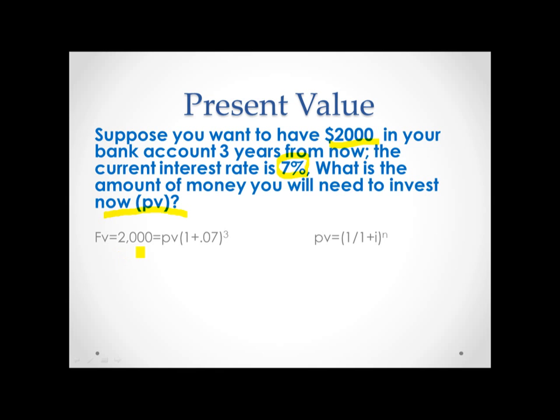So what we have here is we have future value, which is 2,000. We have our interest rate, again here is 7%, and we know now 3 years from now, which is going to be from the 3rd power. This is the formula used. So again, we have $2,000. This equals that.